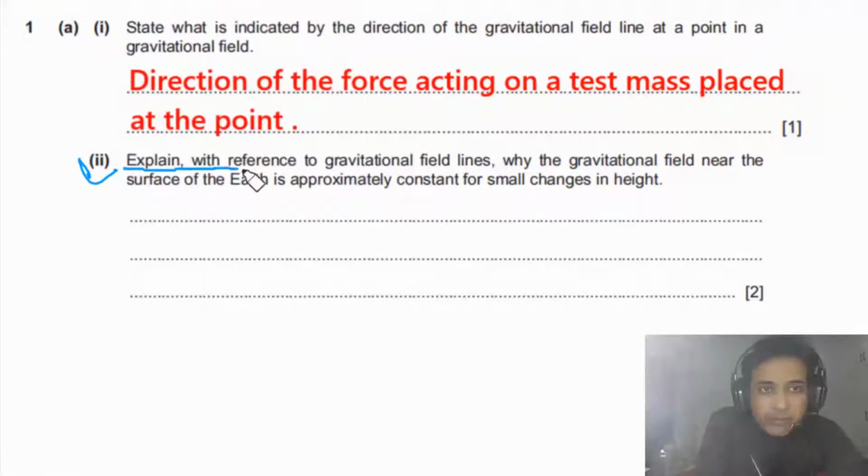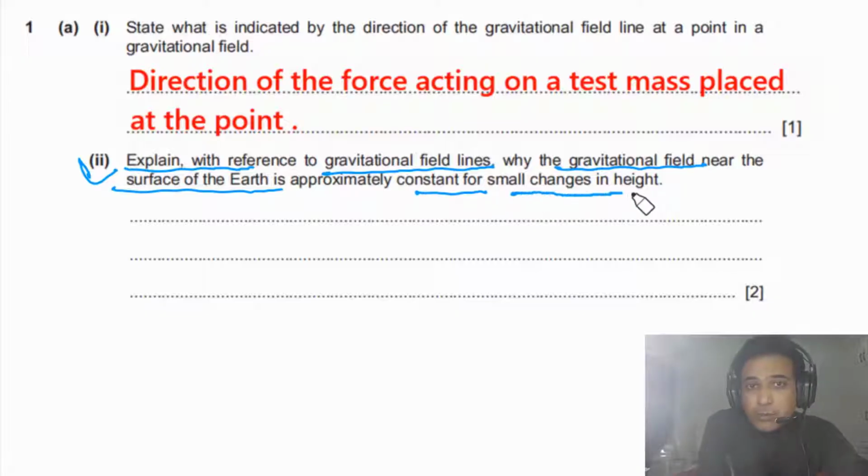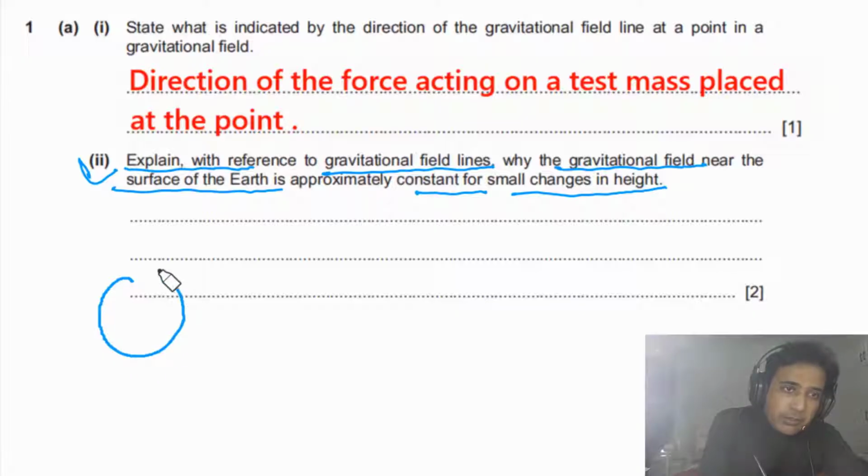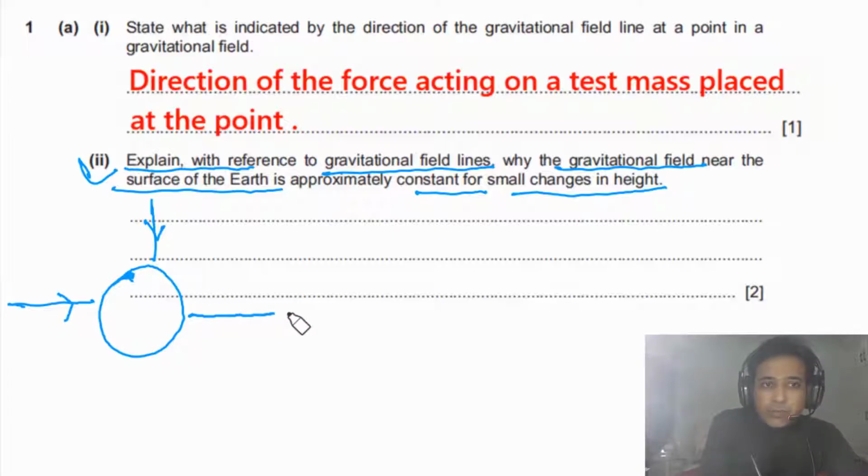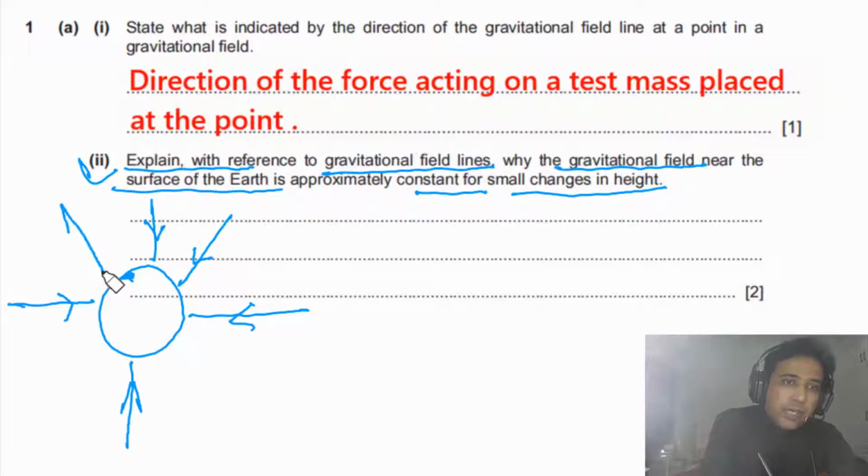So this is what this arrow is representing. The second part says, explain with reference to gravitational field lines why the gravitational field near the surface of the earth is approximately constant for small changes in height. In order to answer this question, again we can imagine we have a lovely planet. We can also draw the gravitational field lines around this planet.